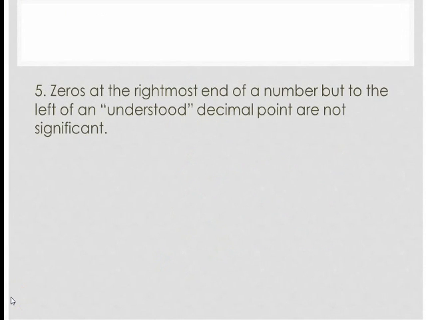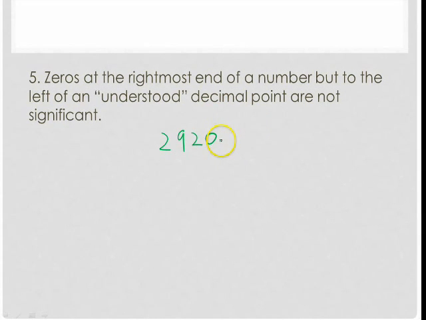Zeros at the rightmost end of a number but to the left of an understood decimal point are not significant. It's understood that there's a decimal point there, but it's really not. So this is not a significant 0. It's there as a placeholder. So we only have 3 sig figs here. This is just a placeholder. Now if there was a decimal point there, it would become significant.